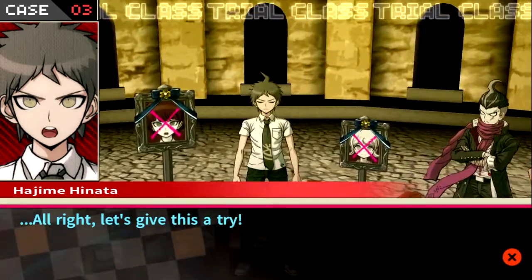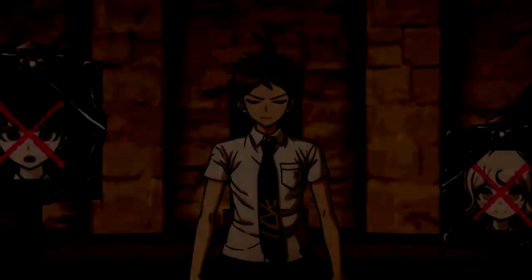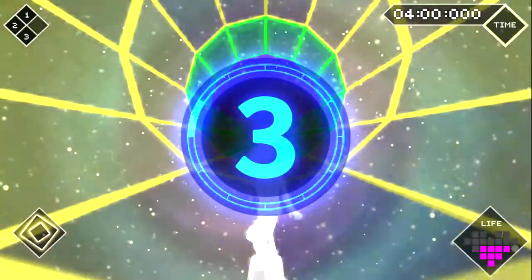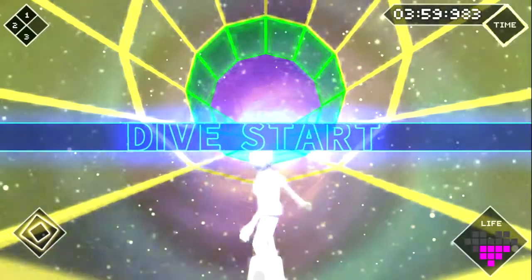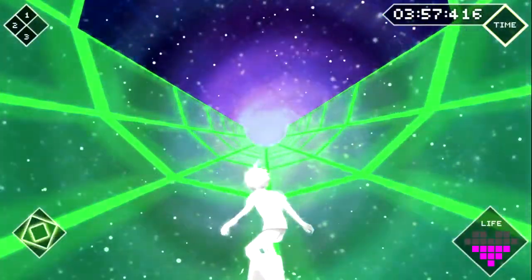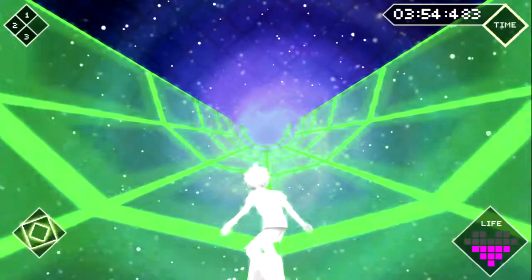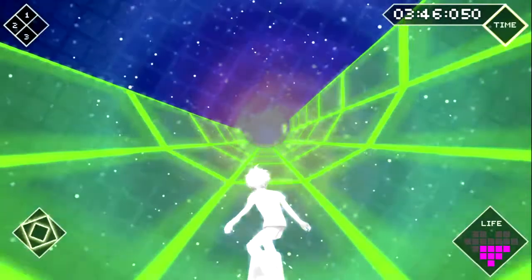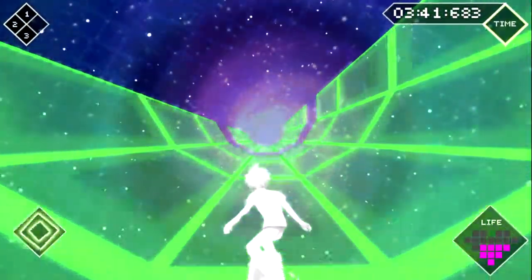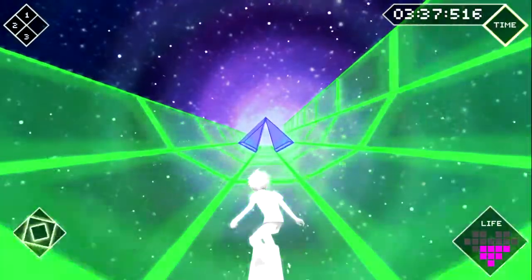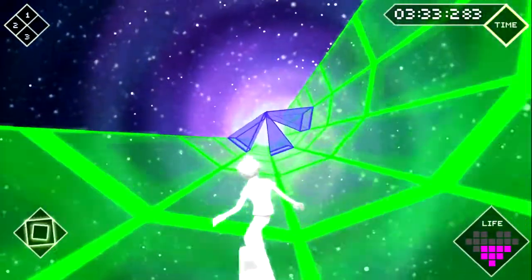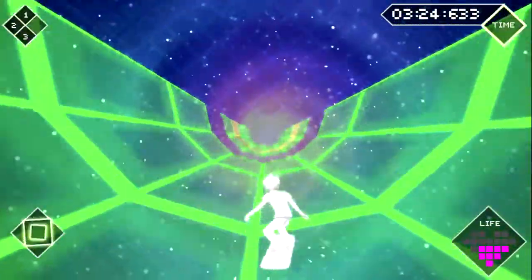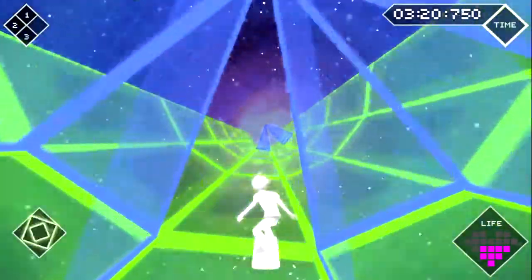Alright, let's give this a try. Time for a logic dive, which again feels pretty early. Although we don't have much life because I got absolutely destroyed in the Hangman's Gambit. Absolutely destroyed. That's not the jump button. That is, okay. It's on the L side, not the R side. Now I have to concentrate. Jump! Things coming at me fast.